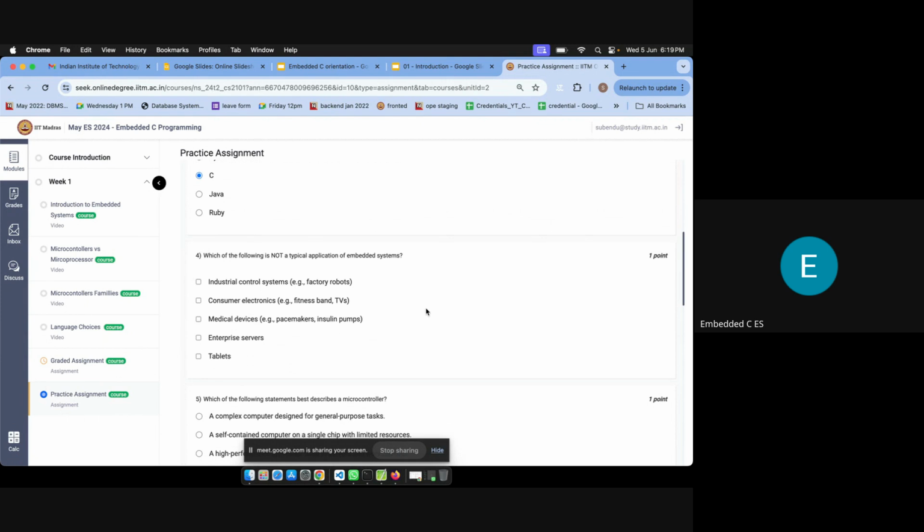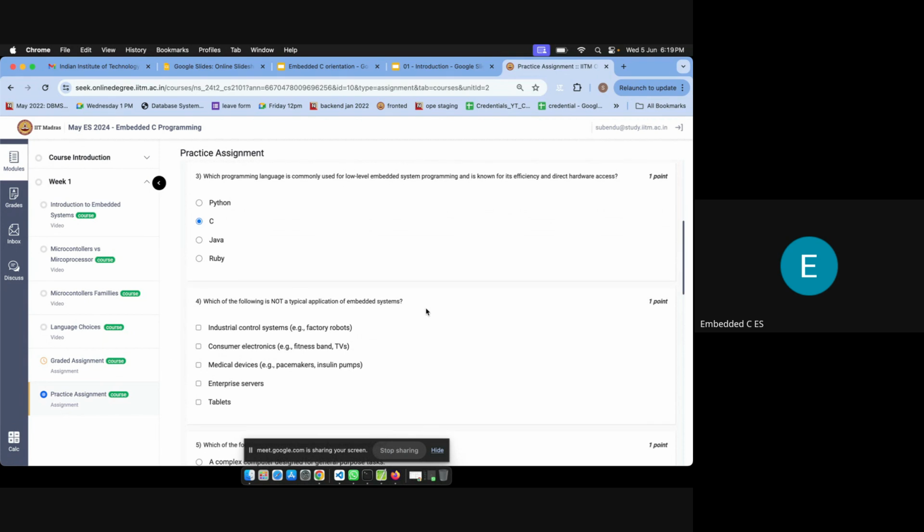Why are you using C, embedded C, for embedded system programming, and not Python or Java? It takes less memory. Yes, and it's also close to hardware access, and has the ability to handle low power programming tasks effectively, right?